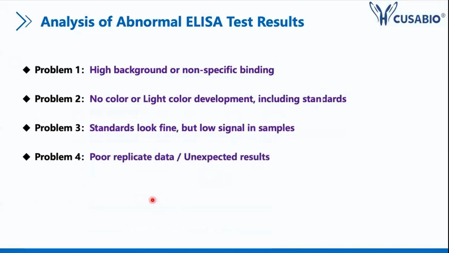And the last problem is about reproducibility. On the whole plate, we have a lot of standards and samples. Sometimes unexpected results show up, making the data look a little bit odd. So how can we deal with it, and what are the possible causes behind it? For all these 4 common problems, I will explain them one by one, telling you the possible causes behind these problems and what solutions we can take to solve them.